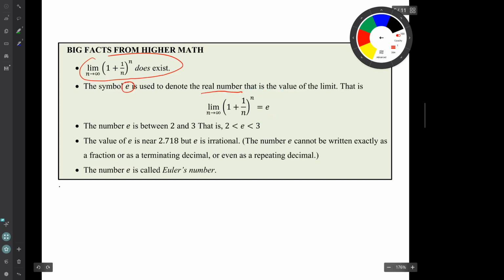And the number e is between 2 and 3. And it's near 2.718, but the number is what's called irrational. The number e cannot be written exactly as a fraction or as a terminating decimal or even as a repeating decimal. It's irrational. And that number e is called Euler's number.